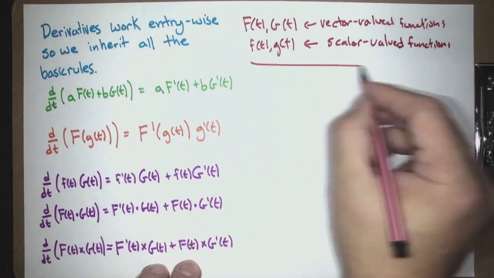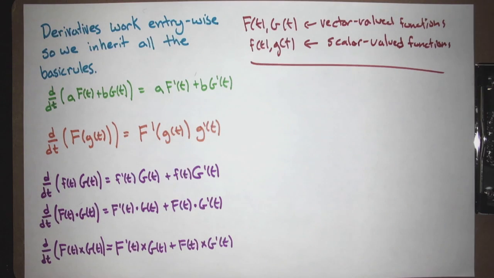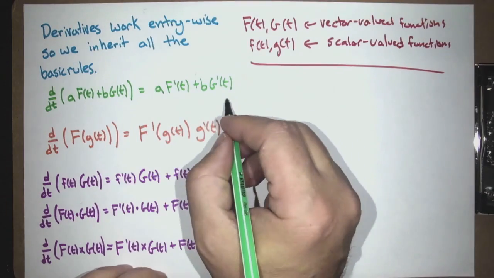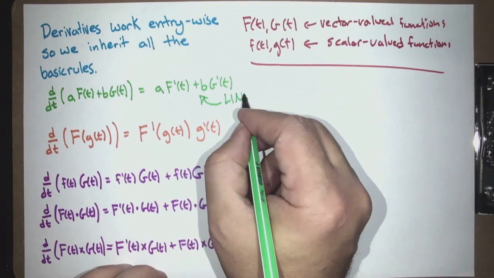But these work intuitively. So the first thing says it works well with addition and arithmetic. So if I have a bunch of things being added, I can take the derivative of each part. If I have a constant, I can pull it through the derivative. Another way of saying that is that derivatives are linear. So this is linear.